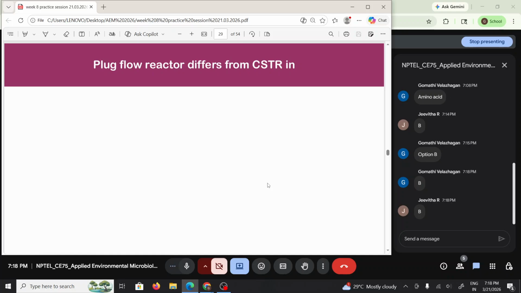Okay. How does a plug flow reactor differ from a CSTR? CSTR is continuously stirred tank reactors. So this is a very open-ended question. Based on whatever perspective you find the difference, you can just post it.